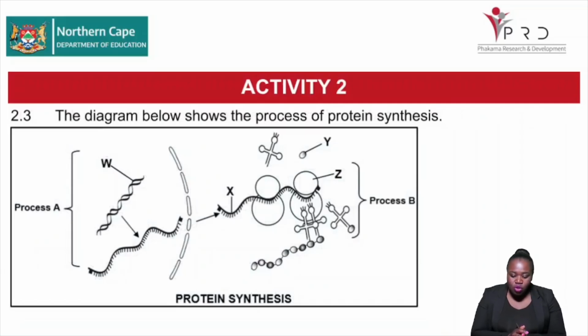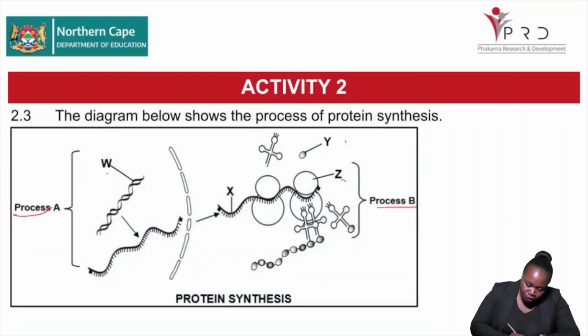The diagram below shows the process of protein synthesis. So we can see here we have process A, we have process B, we have W, X, Y, and Z. Remember, go through this and just label before you can even start answering your questions. So process A, it will be transcription. B, it will be translation.